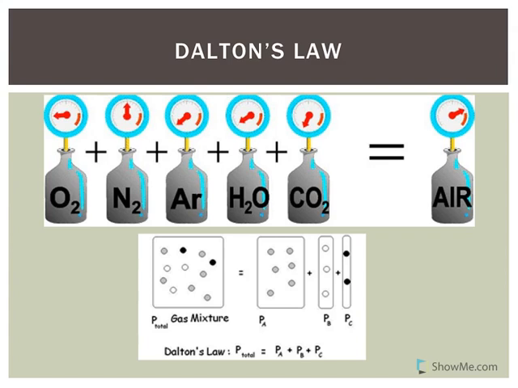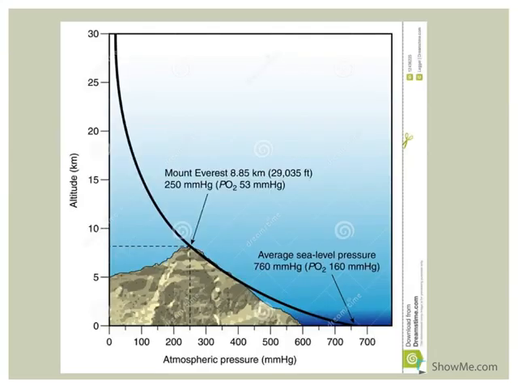Dalton's law describes the behavior of non-reactive gases in a mixture, and it states that a specific gas type in a mixture exerts its own pressure. Thus, the total pressure exerted by the gas mixture is the sum of all the partial pressures of the gases in the mixture. So if we assume at sea level atmospheric pressure is 760 millimeters of mercury, we could calculate the partial pressure of each of the gases if we know the percentage of the gases that we're breathing.